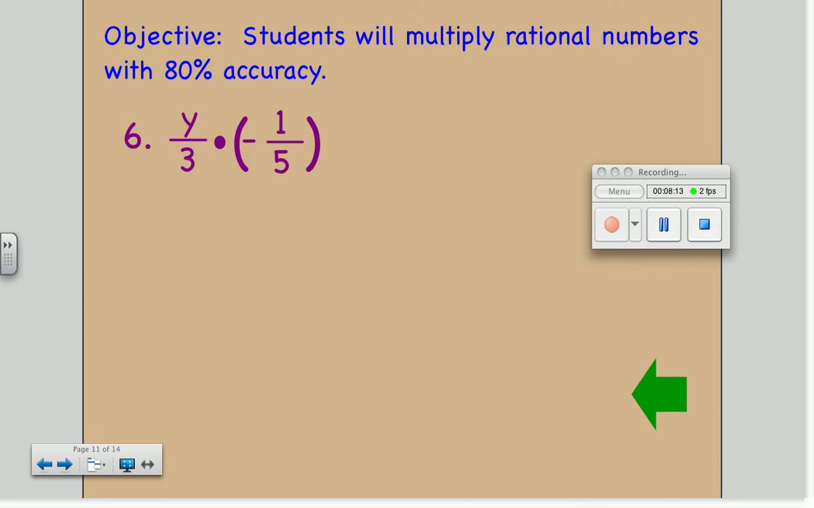y over 3 times negative 1 over 5. I can't cross cancel here or here, so we're just going to multiply straight across. y times negative 1 is negative y. And 3 times 5 is 15. Negative y over 15.